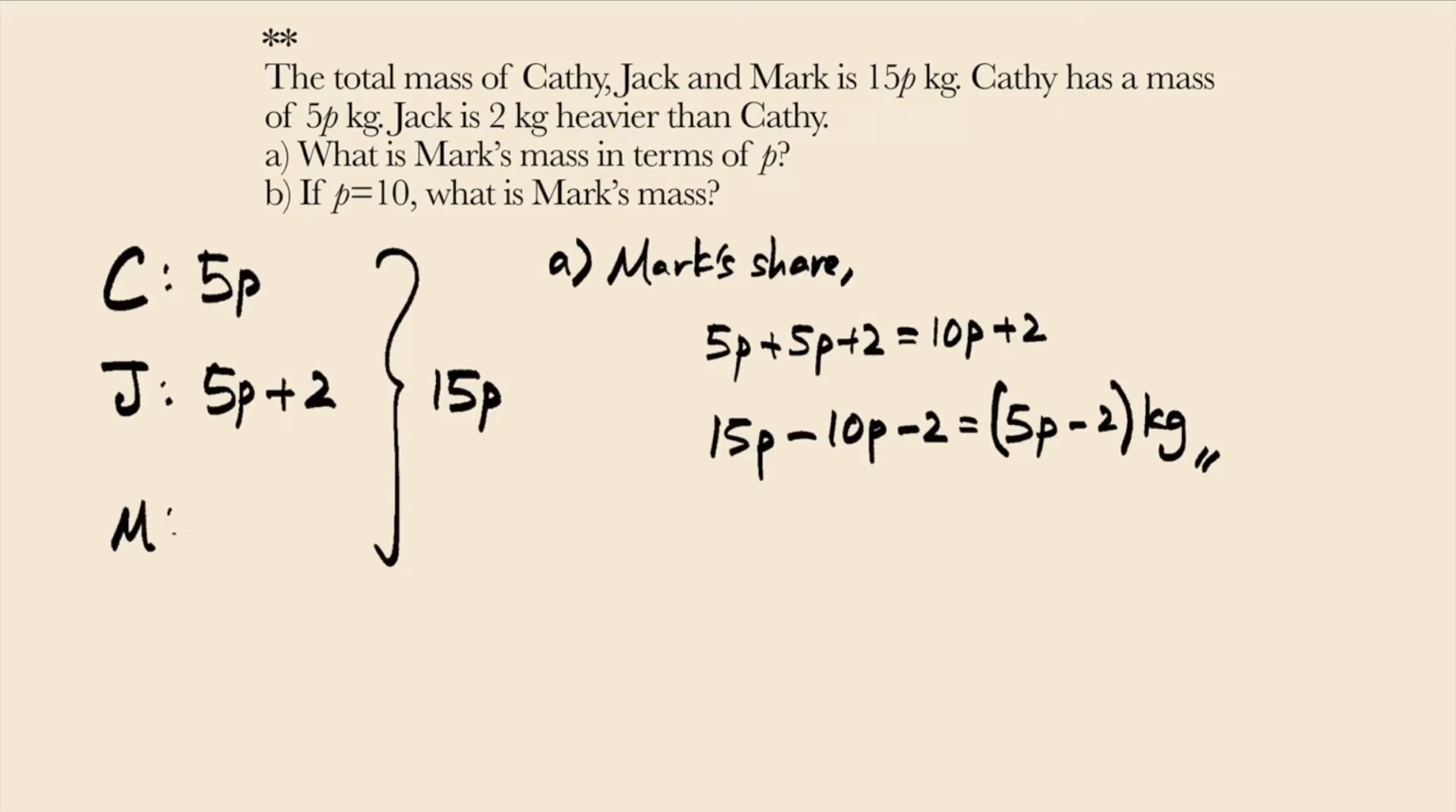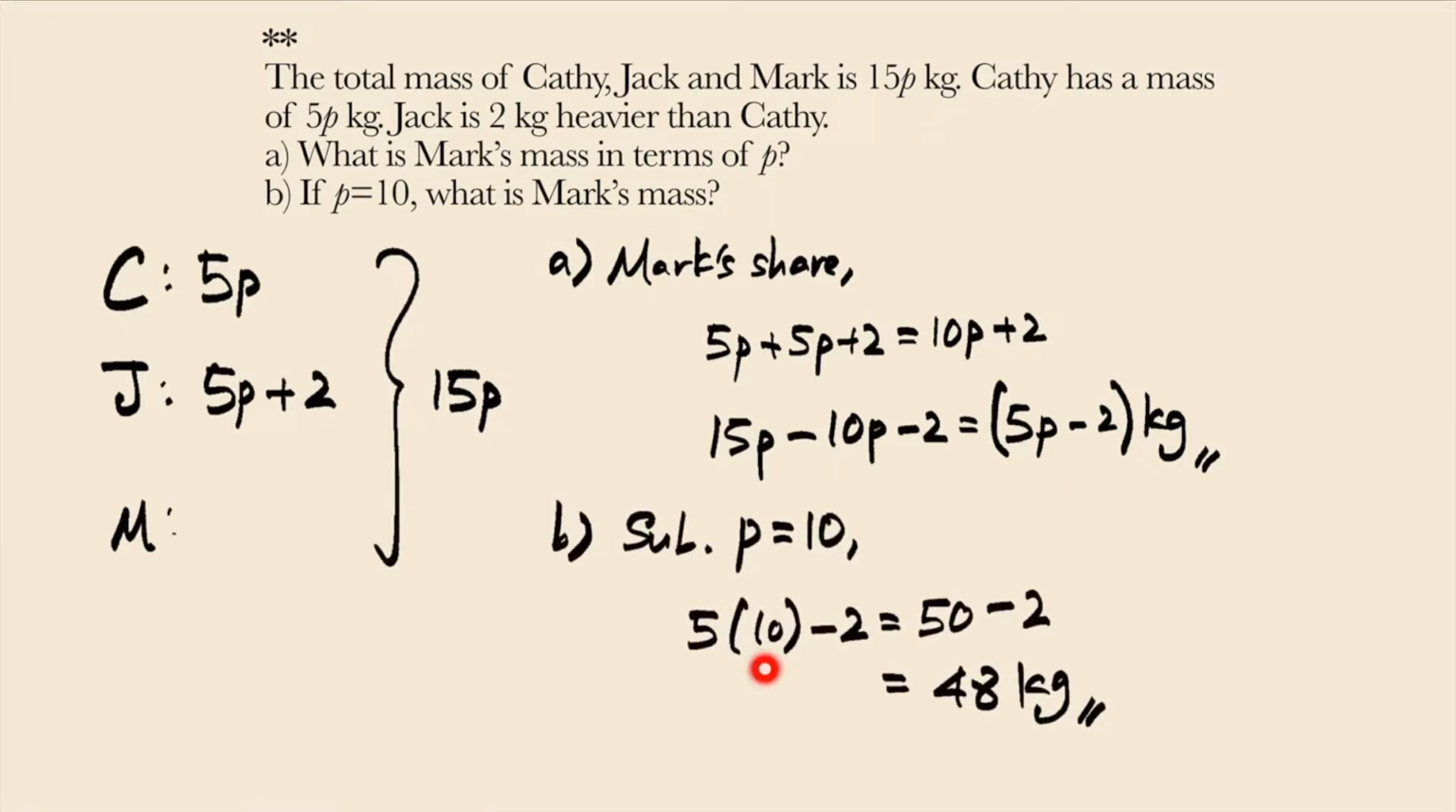Imagine this situation here, 15p. Okay, what's M's share? We're going to take 15p minus 5p minus 5p minus 2. You're not going to plus 2 here. Okay, so this is the answer. If p is equal to 10, what is Mark's mass? We're just simply going to substitute 10 in here, and the answer is 48 kg.